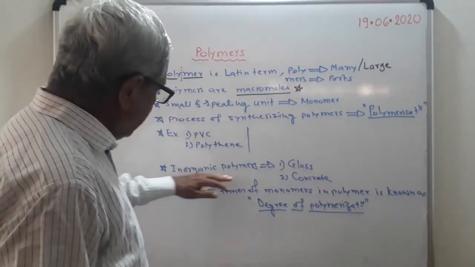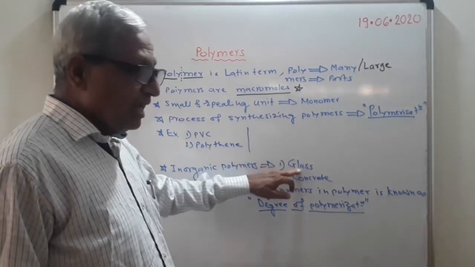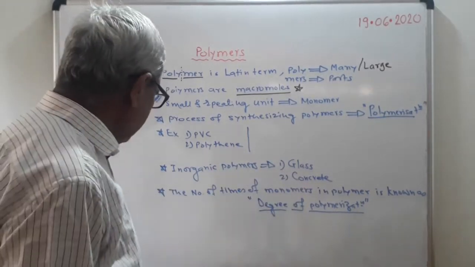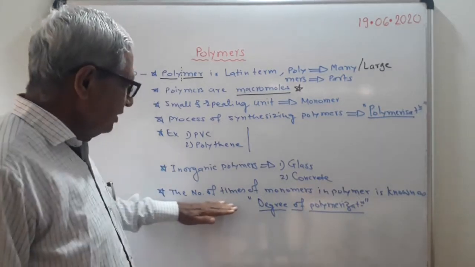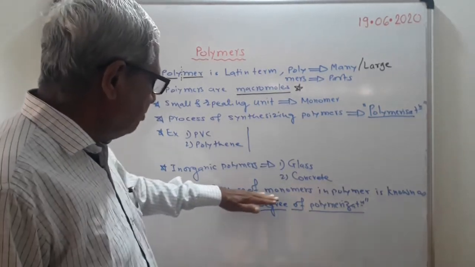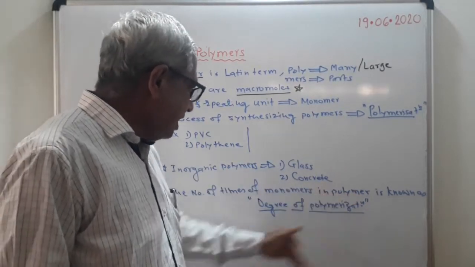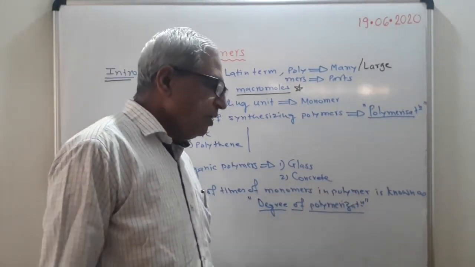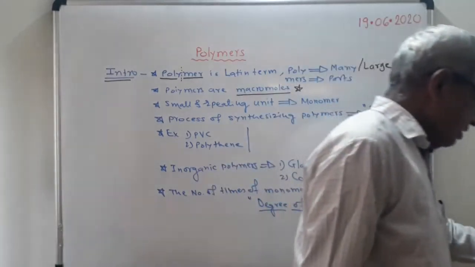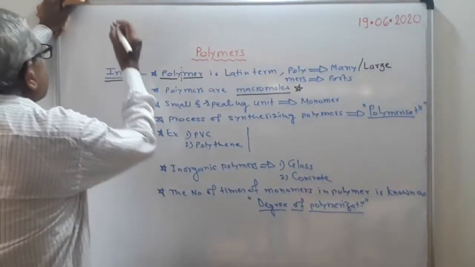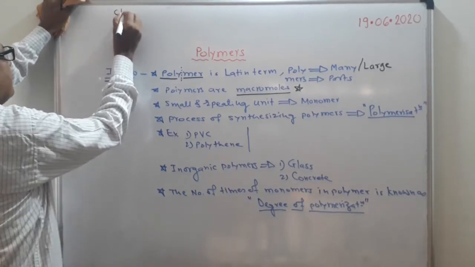We should know the inorganic polymers. Glass is an inorganic polymer, concrete is also an inorganic polymer. The number of times the monomers are repeated in the formation of a polymer is known as the degree of polymerization. Now we are going to learn the next point, that is classification of polymers.